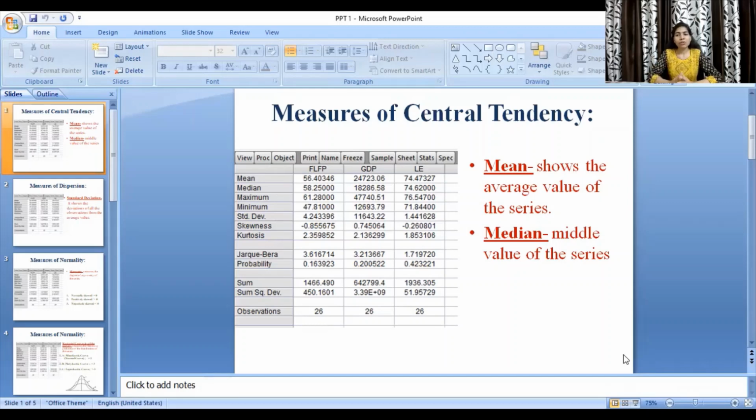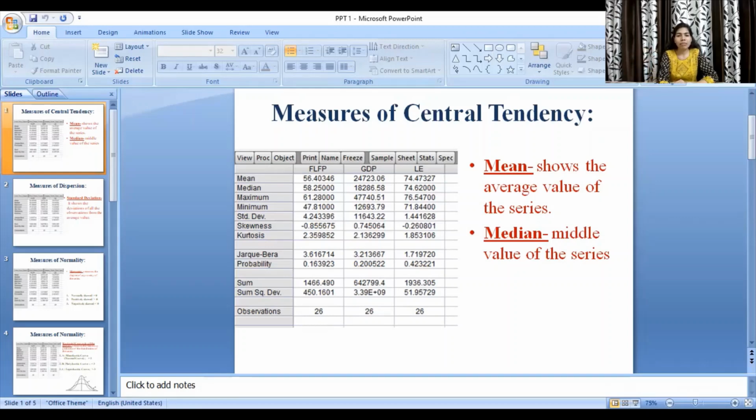So mean value shows us the average value of the series. Okay, so the average value of FLFP is 56%. For GDP, it is 24,723, and life expectancy is 74 years. Median provides us with the middle value of the series. So in the entire series, the middle value for FLFP, GDP, and LE are given.